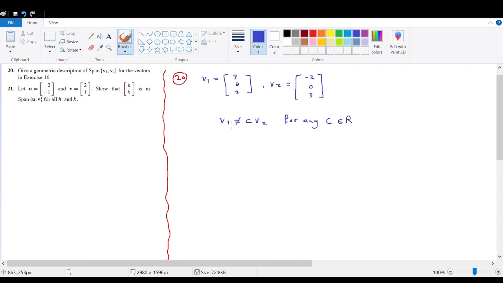That means V2 is not a multiple of V1. And from here we conclude that span V1, V2 is a plane. According to the previous chart, if they are not multiples of each other, then the span V1, V2 is a plane in R3, because here we have 3 entries in each vector, through the origin.